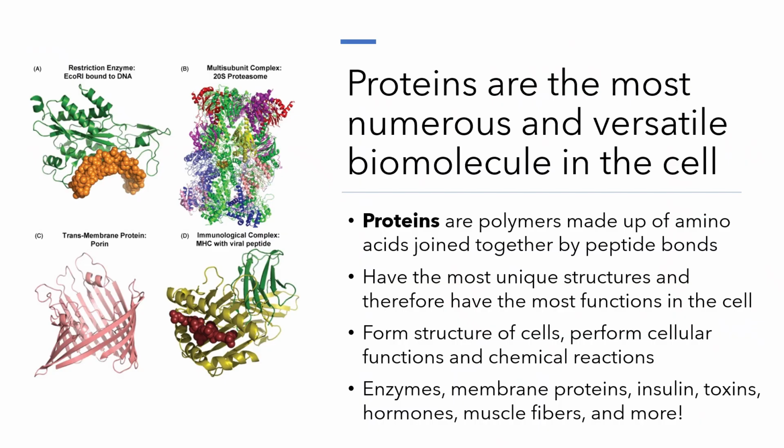And saving the best for last is proteins. We are going to very, very briefly touch on them now, and we're going to dive a little bit deeper into them next class. So, proteins are the most numerous and the most versatile biomolecule in the cell. They have so many different forms that they can take, and they're really important to chemical reactions, to the structure of our cells, to cell signaling. They help make up certain kinds of hormones. So proteins are incredibly important to the cell.